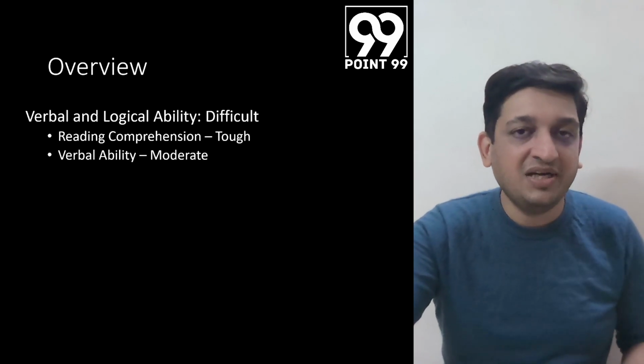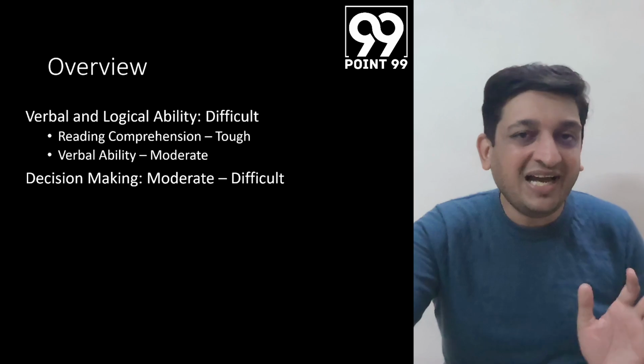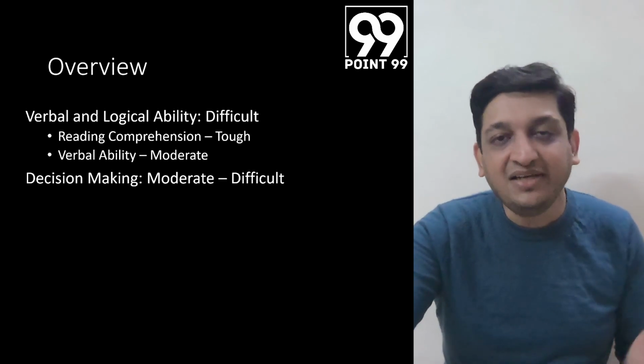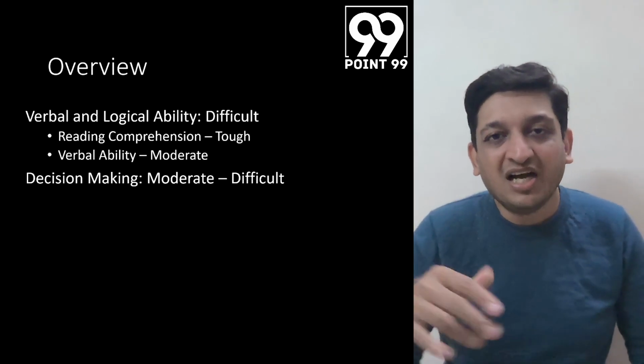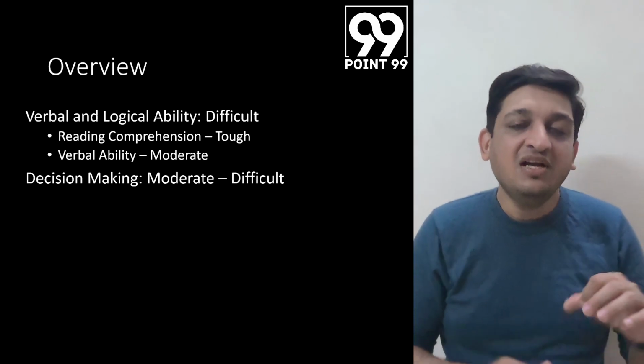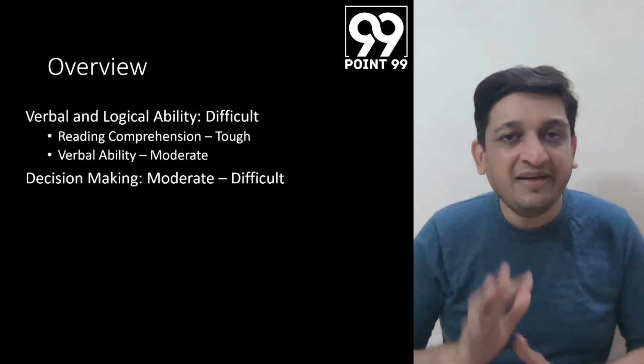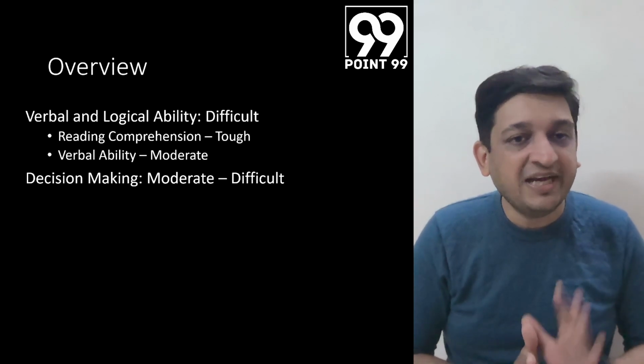Reading comprehension was properly difficult. In terms of decision making, I would say that it was typical XAT. Moderate to difficult is what I would say. A couple of sets were easily manageable. Two-three sets were moderate, and two sets were properly difficult, I felt.